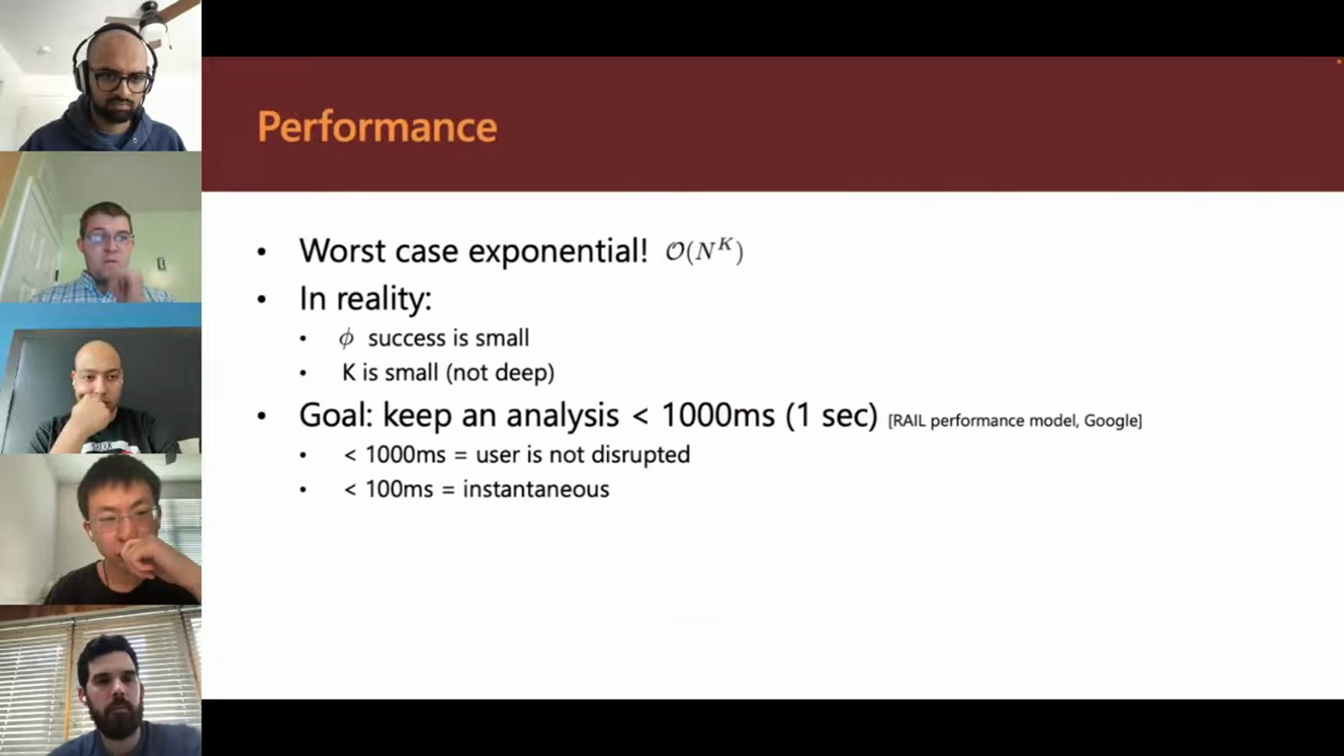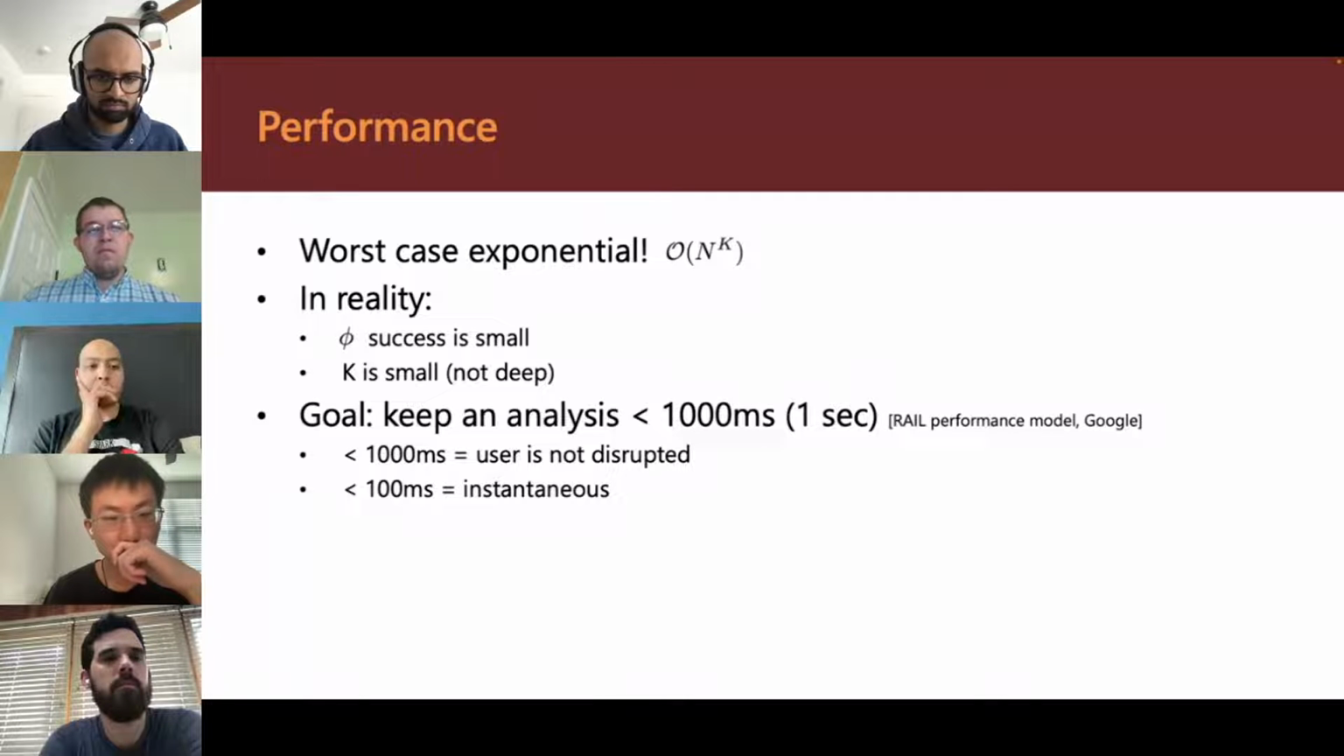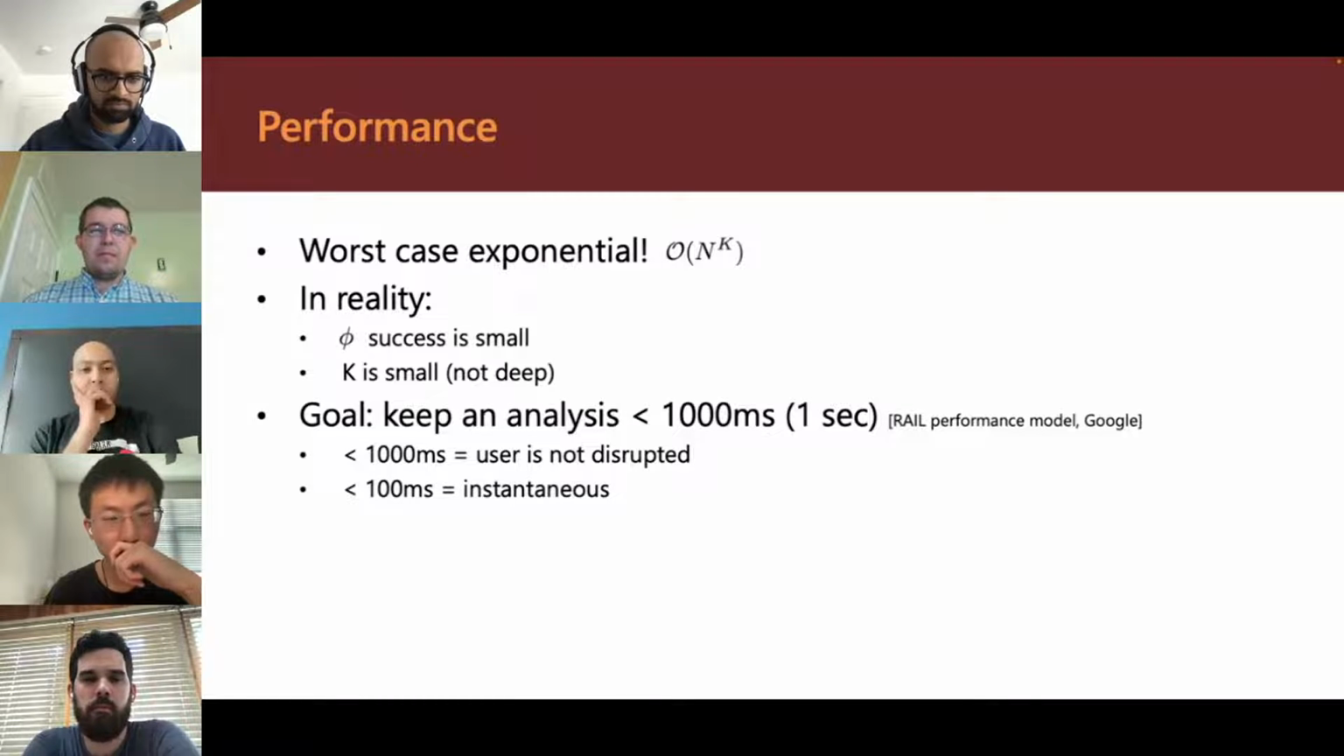So this can look bad. It can look like it's exponential, but in reality, the phi success rate is quite small. That's because typically there's no dependency between every cell in a notebook. And K is often not deep, so small, because we typically reach a point where it cannot execute anymore because phi is false, or because we reach a fixed point.